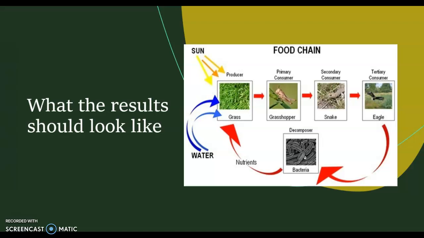The goal was to get them to put the producer first, and then the primary consumer, and the secondary consumer, and then the tertiary consumer, and then the decomposer in order.